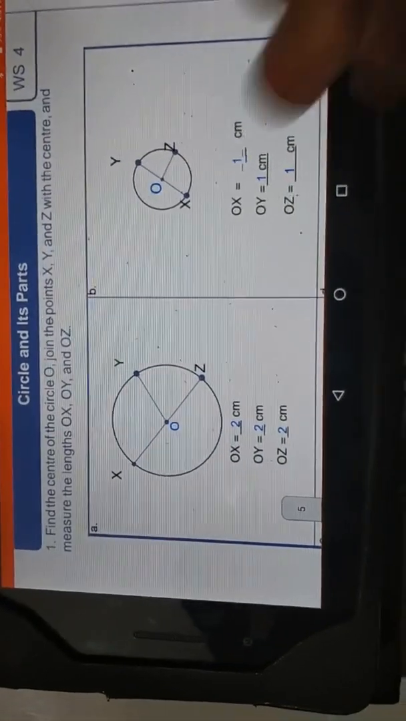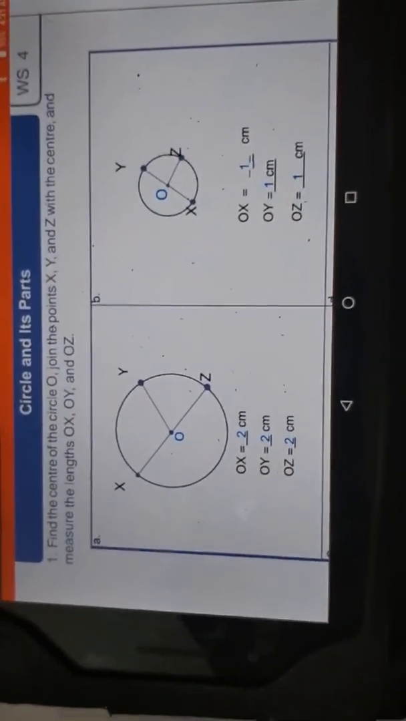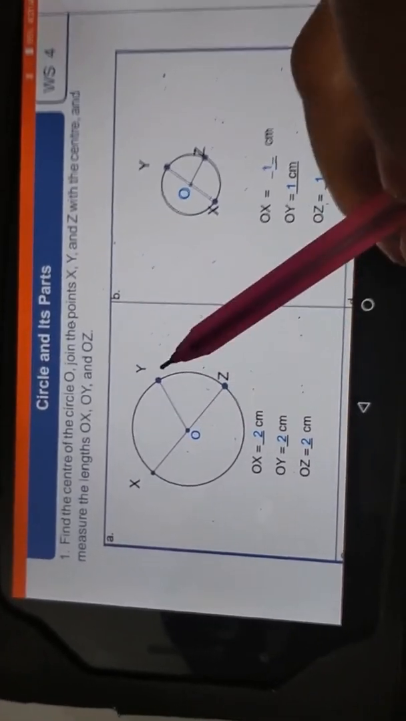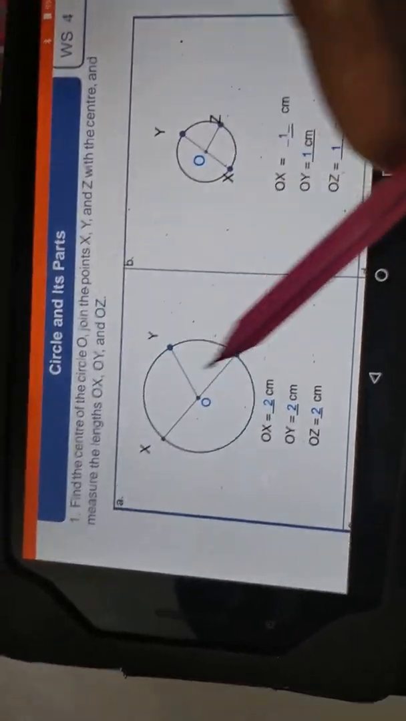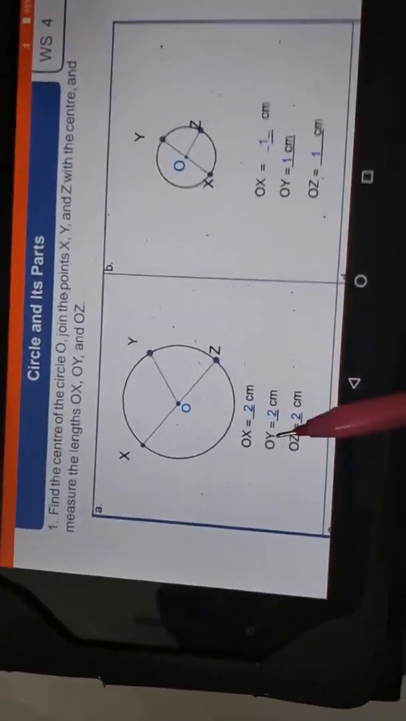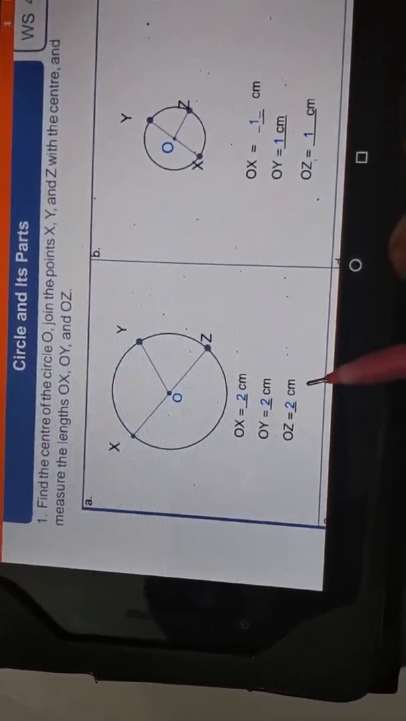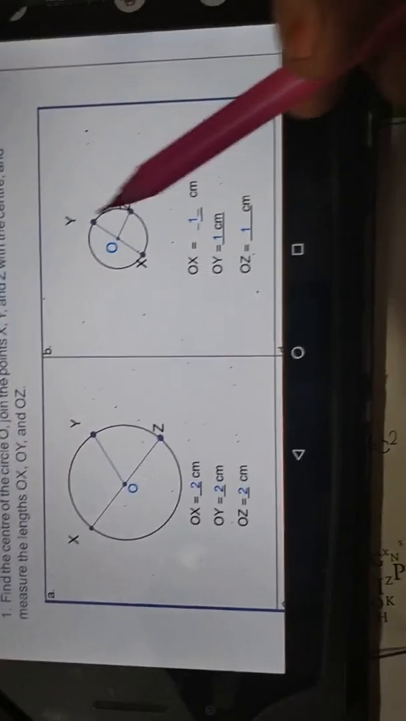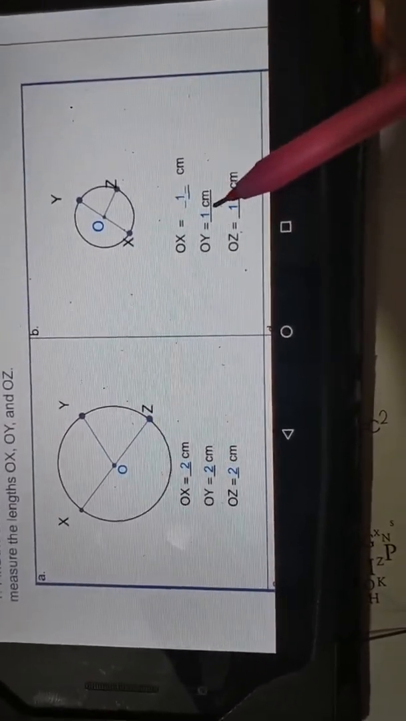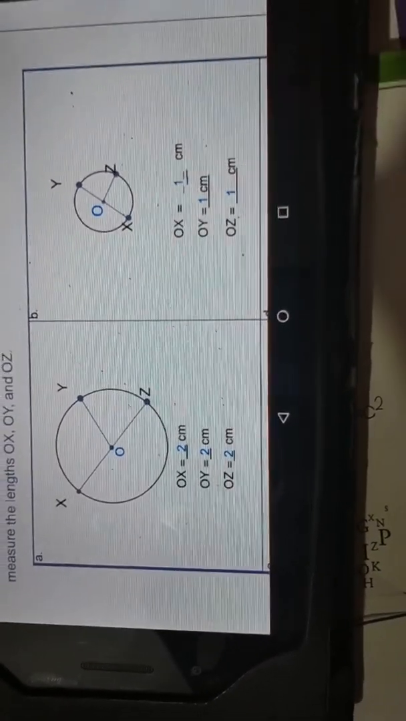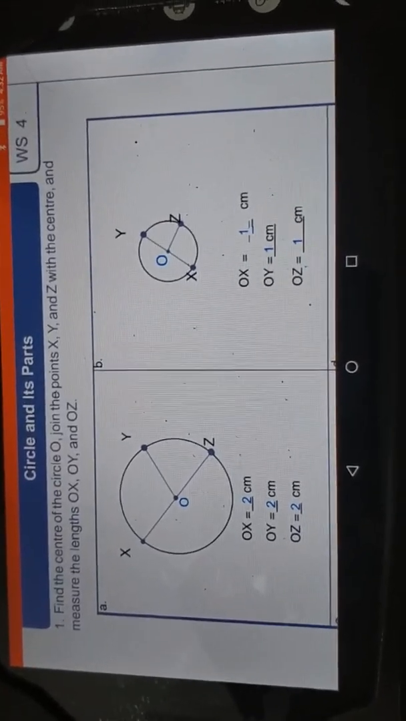So students, look at this. This is a circle. In that circle, we have to measure OY, XO and OZ. So XO is equal to 2 centimeter, OY is equal to 2 centimeter and OZ is equal to 2 centimeter. Like that here also, OX is equal to 1 centimeter, OY is equal to 1 centimeter and OZ is equal to 1 centimeter. Now I will give you 1 minute students. You have to write all the things in your maths notebook.